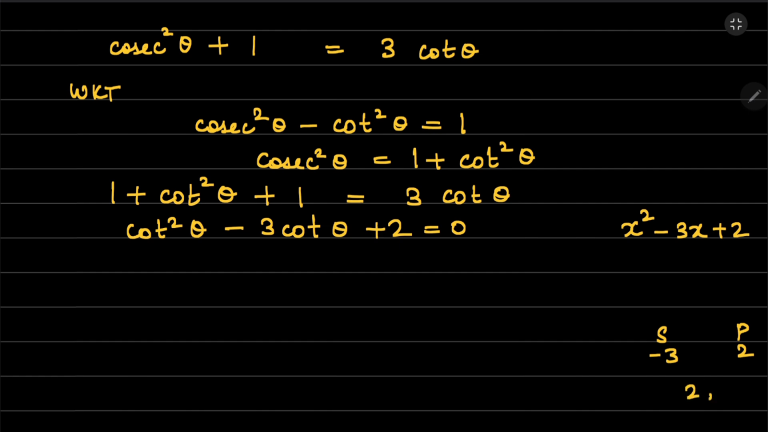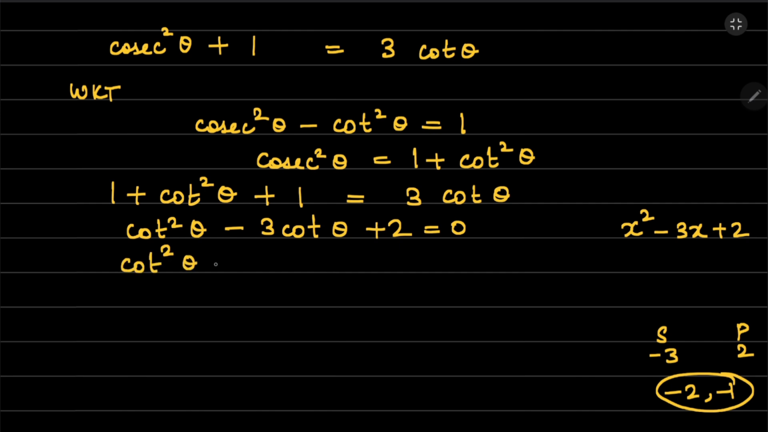So product is 2 means 2 ones are 2. If the sum is minus 3, you have to add negative on both the sides, right? Minus 2 minus 1 is minus 3. Minus 2 multiplied by minus 1 is plus 2. So what can you write? So these are the two factors for your middle term, right? Similarly, here we'll write the same thing, but in place of x, we'll write cot theta.